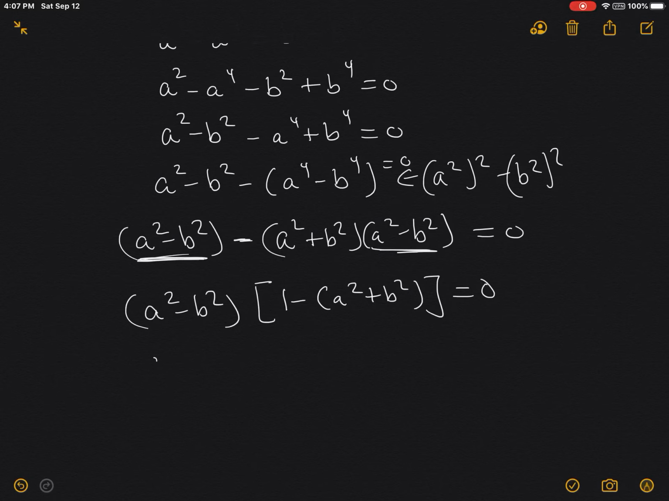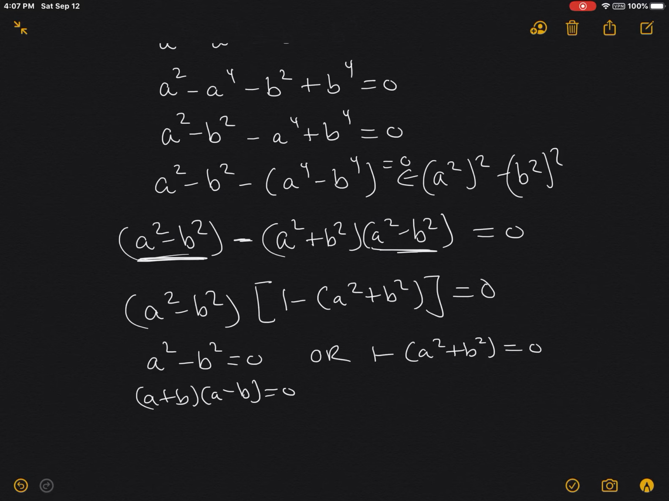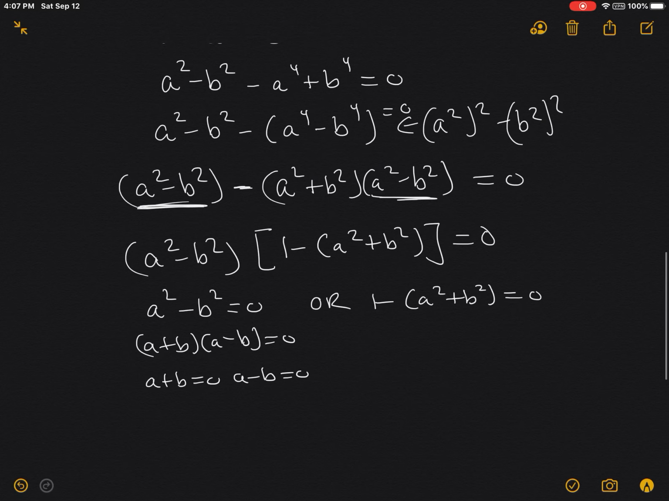So where does that leave us? Well, now you could use the zero product rule. You have a squared minus b squared is equal to 0, or 1 minus parentheses a squared plus b squared is equal to 0. So over here, you have a plus b times a minus b is equal to 0. And when you set these factors equal to 0, you'll notice for this linear equation you have a is equal to b. That's good. But a clearly equals negative b over here. That's not good. Once you arrive at a contradiction, you can stop.